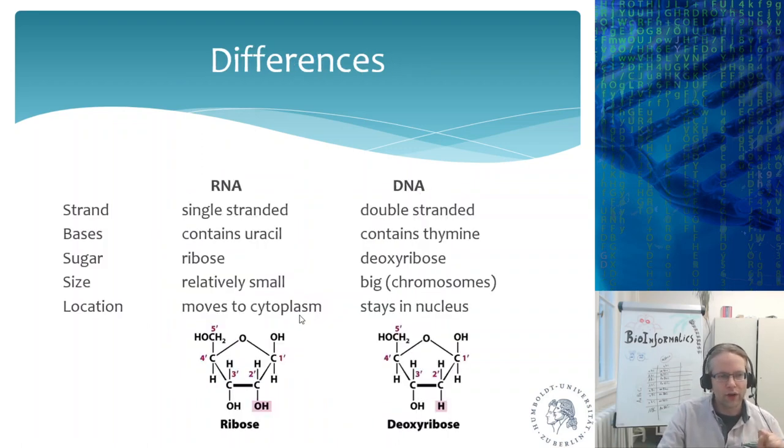So just a single overview. What are all of the differences between DNA and RNA? Well, I already told you that RNA generally is single-stranded. DNA is almost always double-stranded. The bases are slightly different. An RNA molecule contains uracil, while a DNA molecule contains thymine. The sugar backbone is slightly different. RNA has a ribose backbone and DNA has a deoxyribose. That means that the deoxyribose has an H group and the ribose has an OH group.